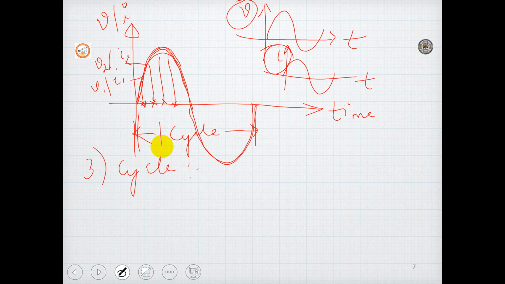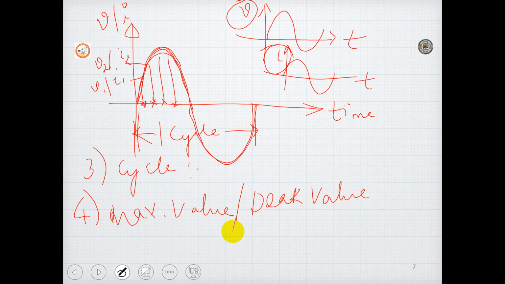Okay. Next, the fourth definition is maximum value. It can also be called peak value or amplitude. We call this by the same name, they refer to the same thing: maximum value, peak value, or amplitude. So how do you define this? The maximum value means either the positive maximum value or the negative maximum value.